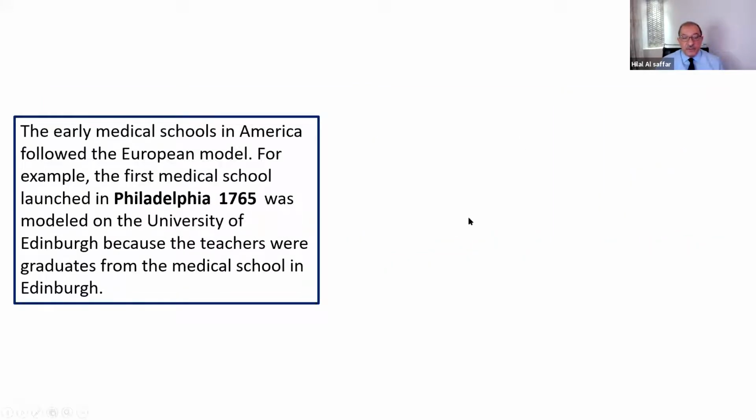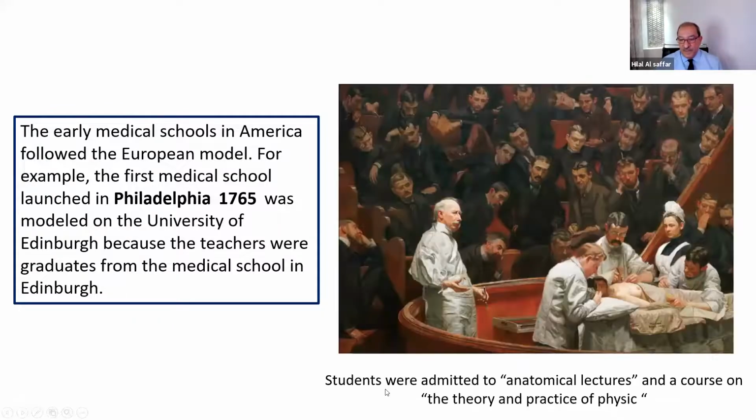The early medical schools in America followed the European model. For example, the first medical school in the USA was launched in Philadelphia in 1765 and was modeled on the University of Edinburgh because the teachers were graduates of the Medical School of Edinburgh. The students were admitted to anatomical lectures and courses on the theory and practice of physic. You can see the number of students sitting, observing, and learning by observation only, while the teacher is in the middle demonstrating the anatomy for the learners.